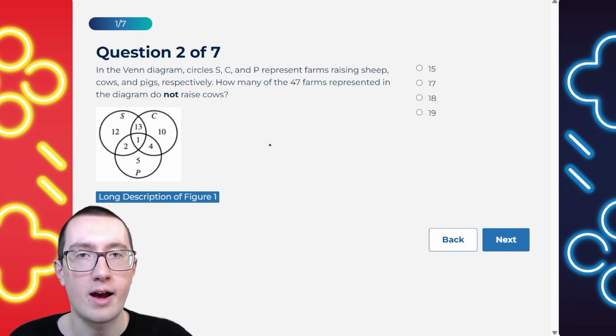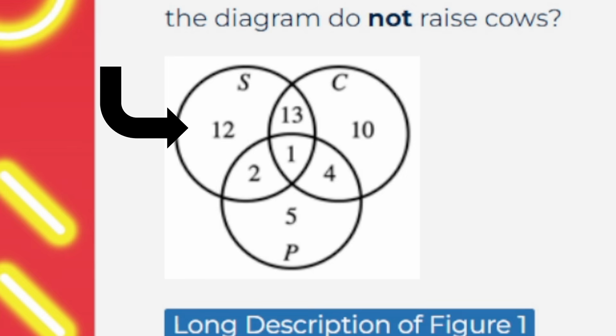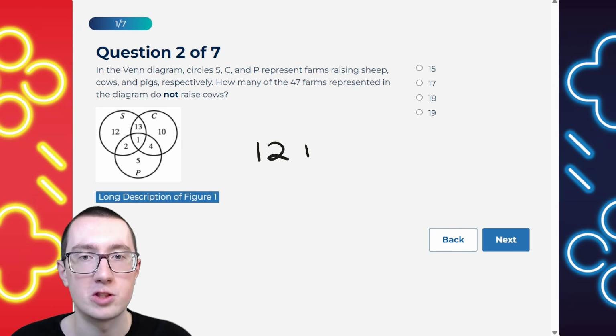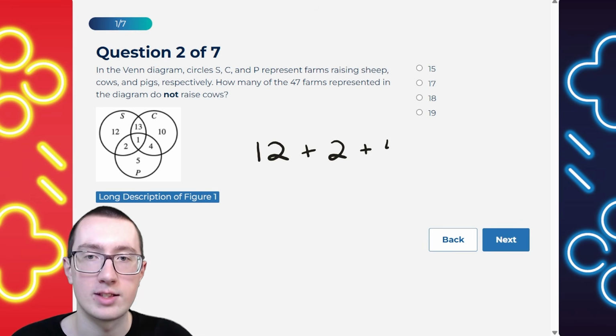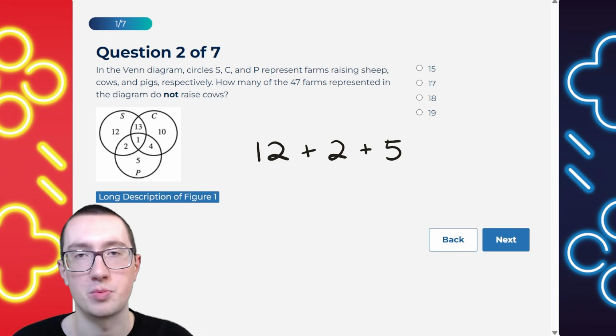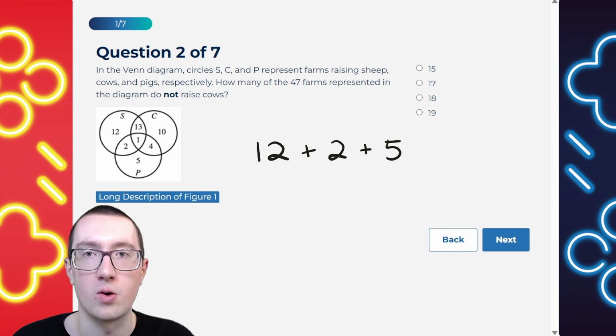So it looks like outside of that C circle, there's a 12. That 12 is only in the S circle, so that is a farmer that only raises sheep. And then there's also a 2 outside of the C circle that raise both sheep and pigs. And then there's a 5 that's outside of the C circle. They only raise pigs, but you didn't even have to know that. You just have to know that they're outside of the C circle. All of those other numbers on there are inside of it.